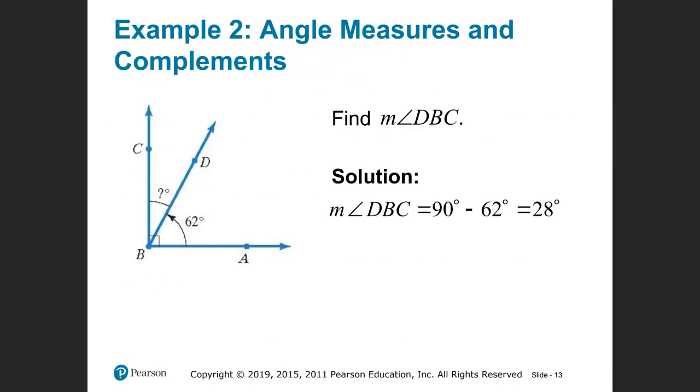Example 2, angle measures and complements. We want to find the measure of angle DBC. We're given the measure of angle ABD is equal to 62 degrees. We also know that angle ABC is a right angle by the little box at the vertex B. So to find the measure of angle DBC, we're going to take 90 degrees, the right angle, minus the 62 degrees, which gives us 28 degrees.